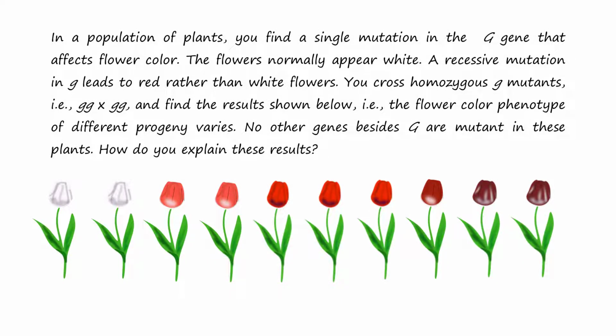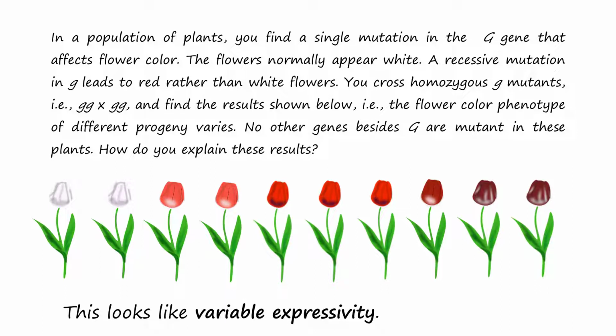Question 1. In a population of plants, you find a single mutation in the G gene that affects flower color. The flowers normally appear white. A recessive mutation in G leads to red rather than white flowers. You cross homozygous recessive G mutants, that is little g crossed with little g, and find the result shown below. That is, the flower color phenotype of different progeny varies. No other genes besides G are mutant in these plants. How do you explain these results? This looks like variable expressivity, as there is variation in the degree of expression of a particular genotype.